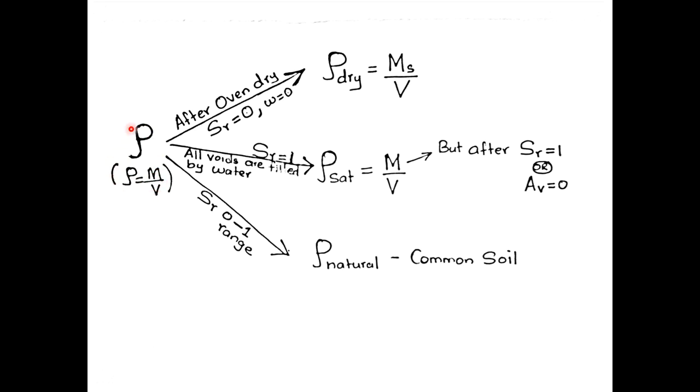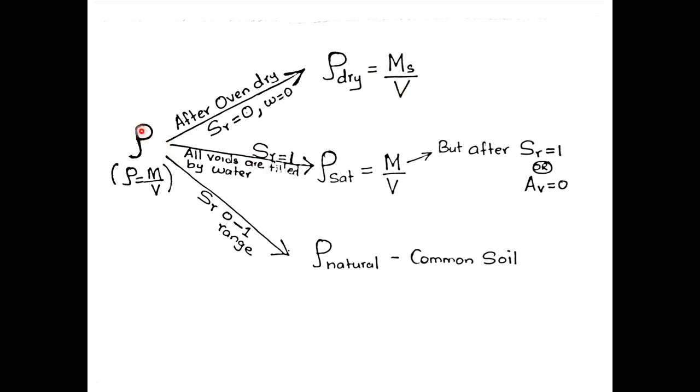Bulk density is equal to total mass over total volume. After oven drying, SR is equal to 0. Check previous slides. After oven drying, SR is equal to 0 and water content is also 0. Then that is called dry density. This is a special type of bulk density. Dry density is equal to MS over V.